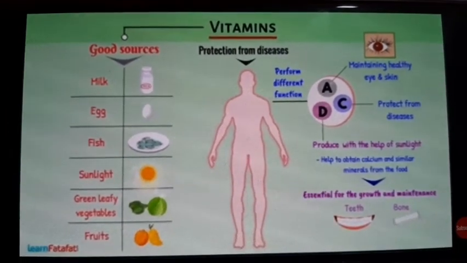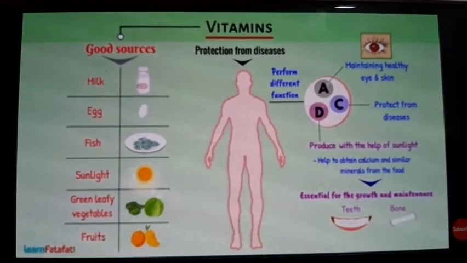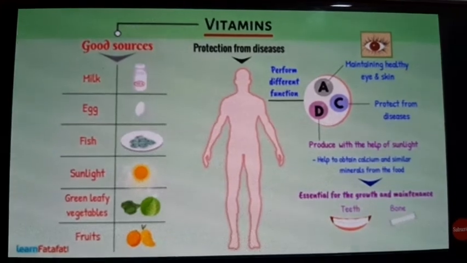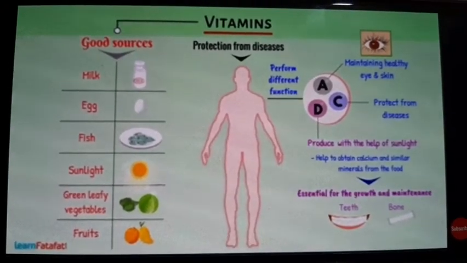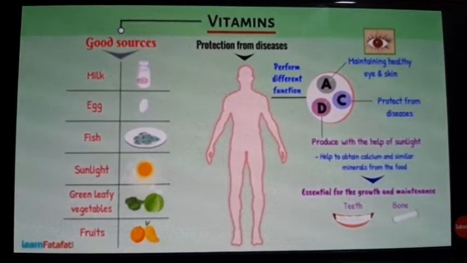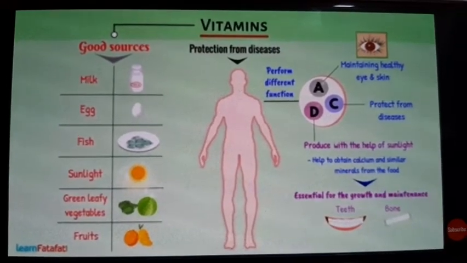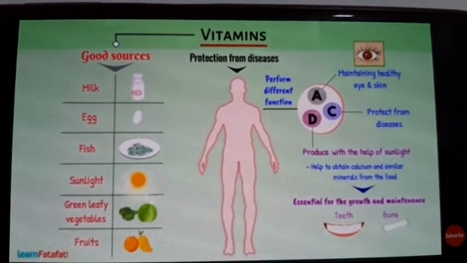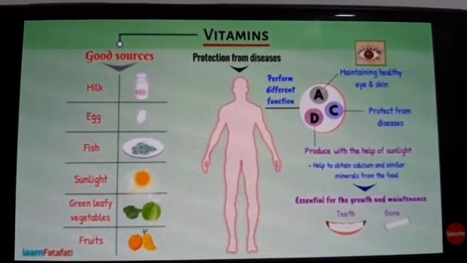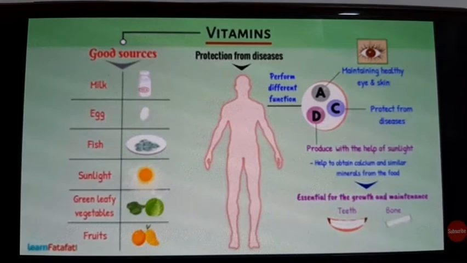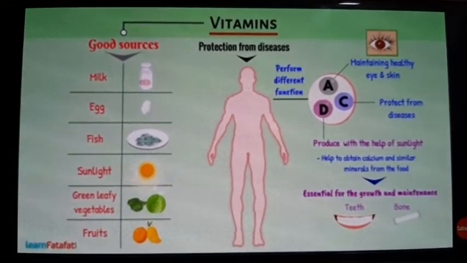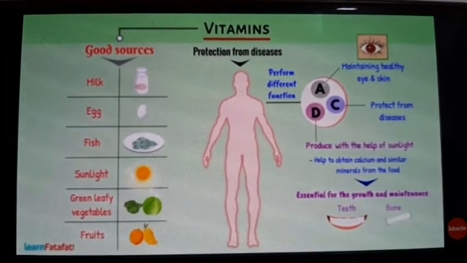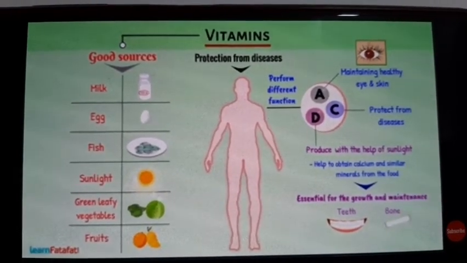Next up we have vitamins. Vitamins are needed for the protection of the body from various diseases. They have different functions: vitamin A helps in maintaining healthy eyes and skin. Vitamin C protects us from diseases. Vitamin D is produced with the help of sunlight and is essential for the formation of teeth and bones. The good sources of vitamins are milk, egg, fish, sunlight, green leafy vegetables, fruits.